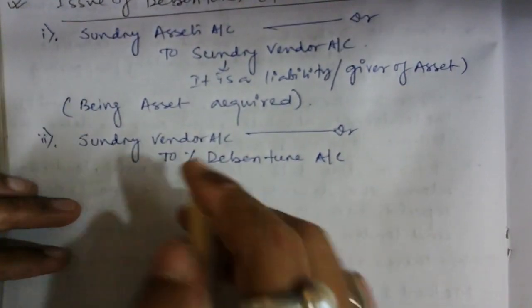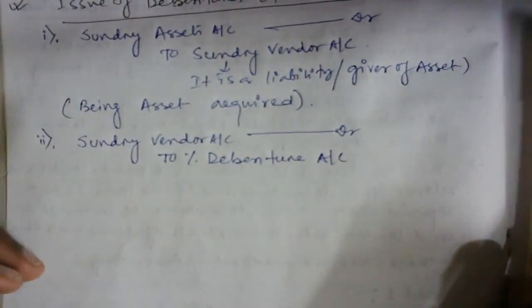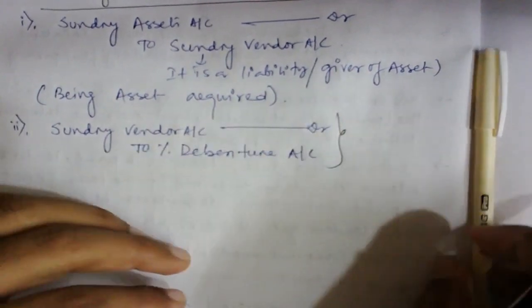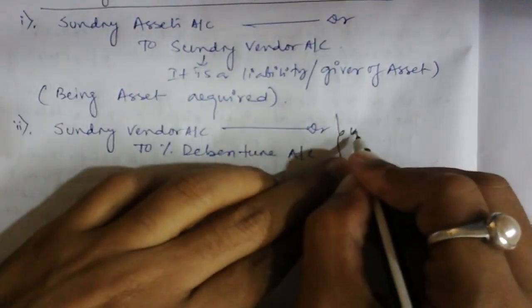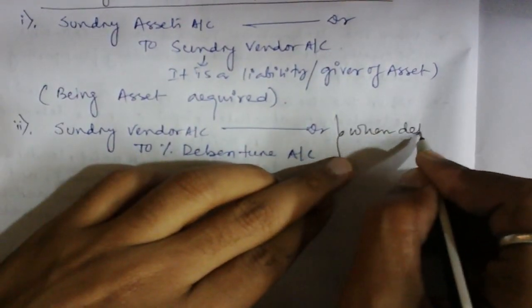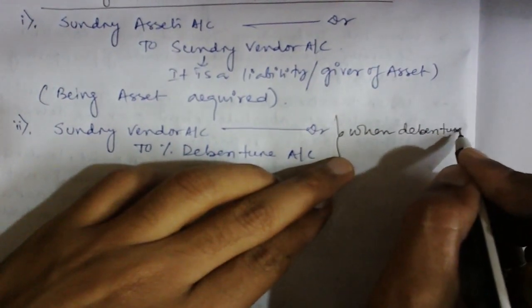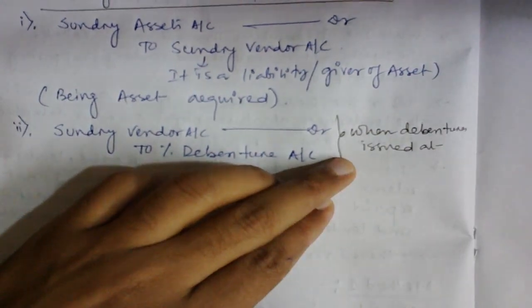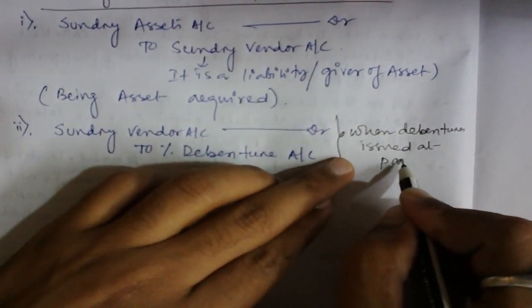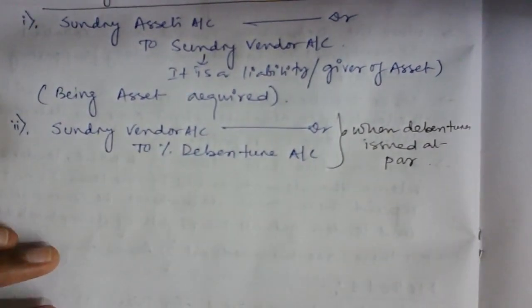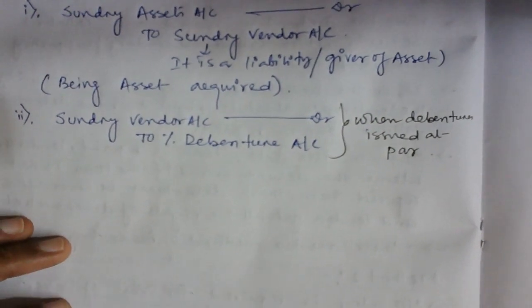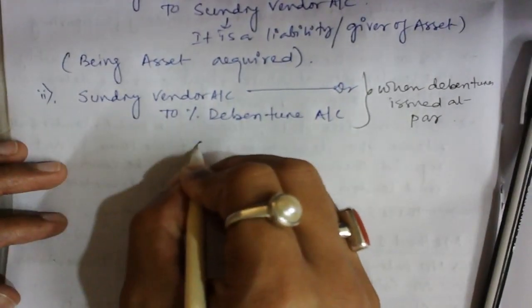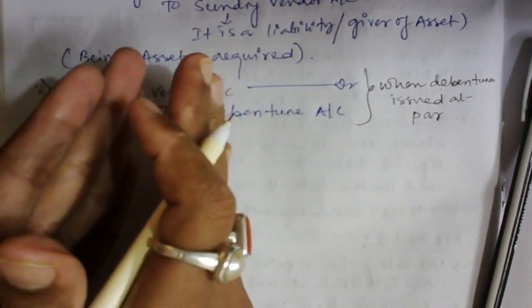Okay, and remember this, you need to make a lot of notes here. Here you can write: when debenture issued at par. When debenture issued at par. Okay, that is what. Achha, what else can happen? See, debenture issued at par.